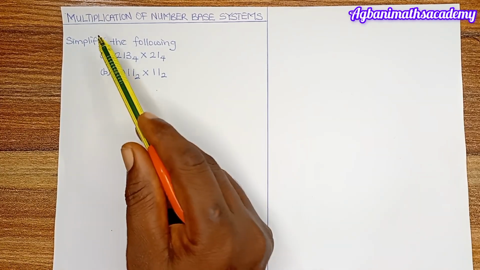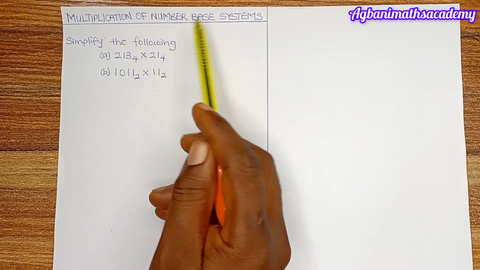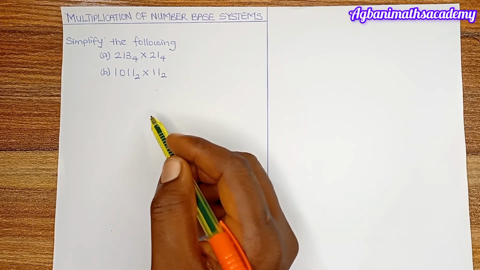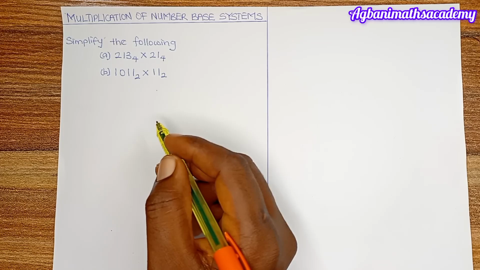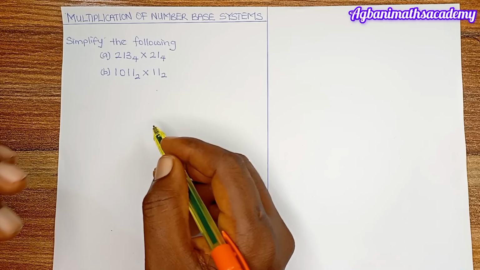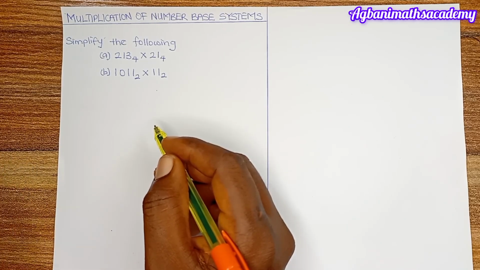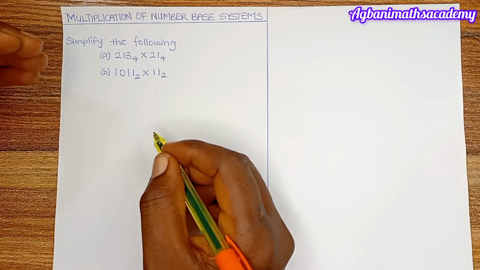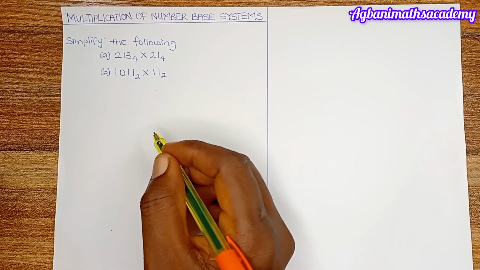In this video, we're going to be looking at multiplication of number-based systems. So in our previous classes, we've looked at addition of number-based systems, subtraction of number-based systems. Now we're going to be looking at multiplication of number-based systems. It is very important to consider the base of the numbers you're multiplying while multiplying the number bases. So let's look at these two simple questions as a guide on how to multiply number-based systems.